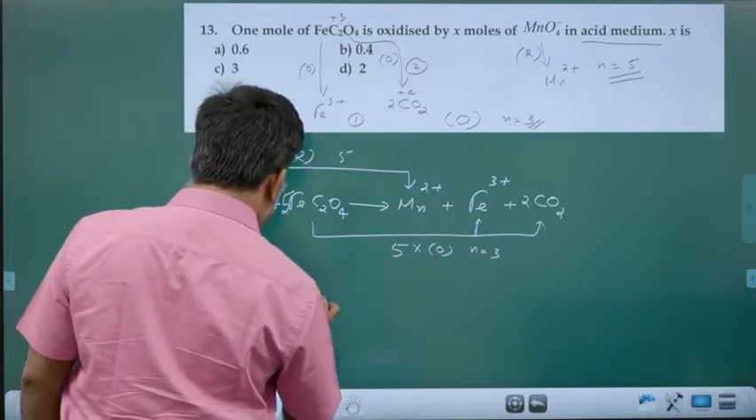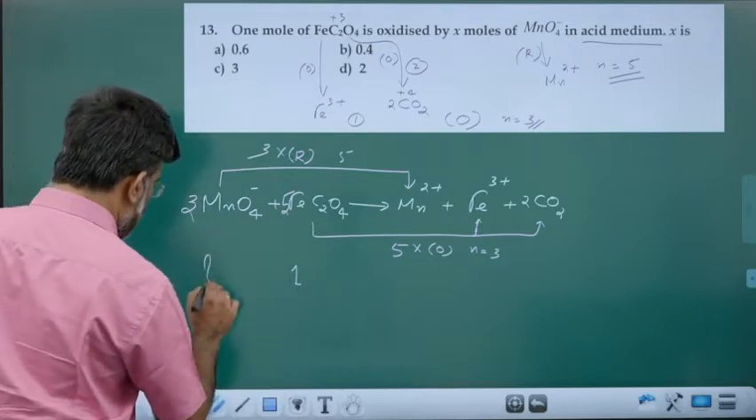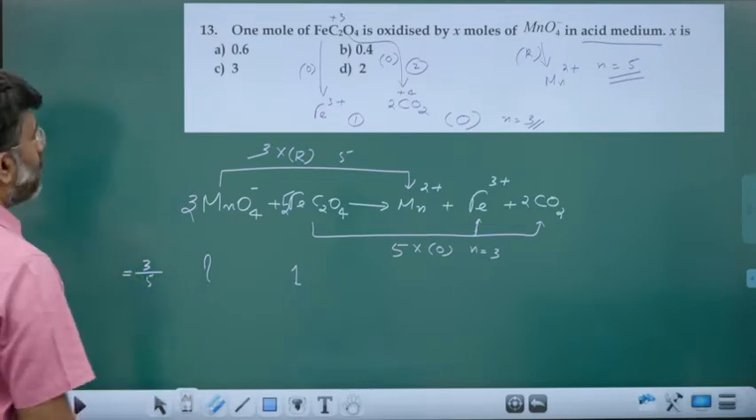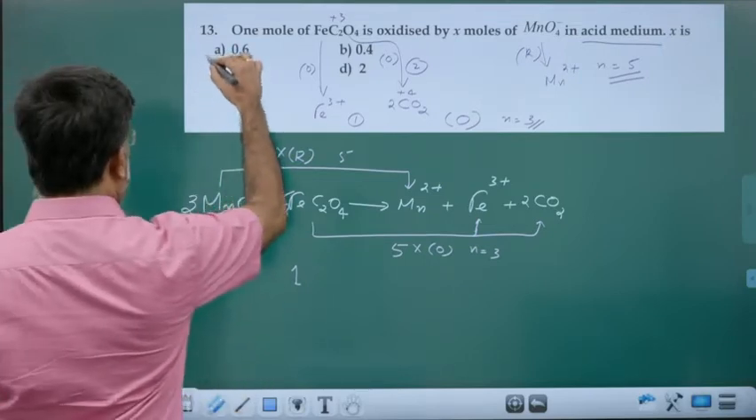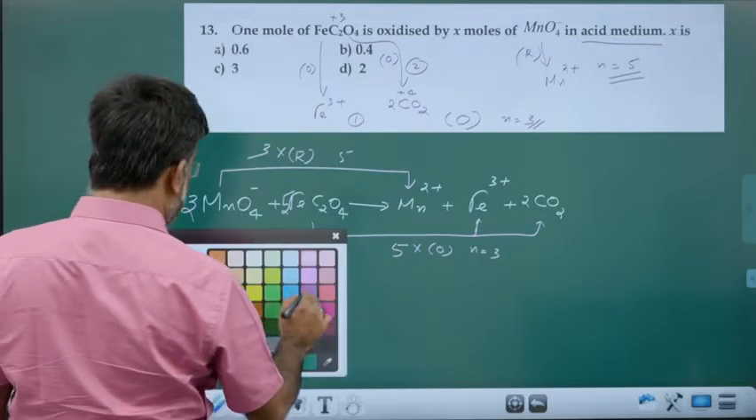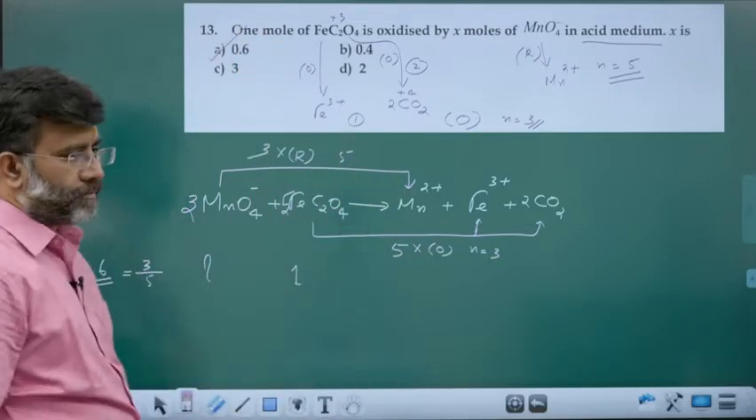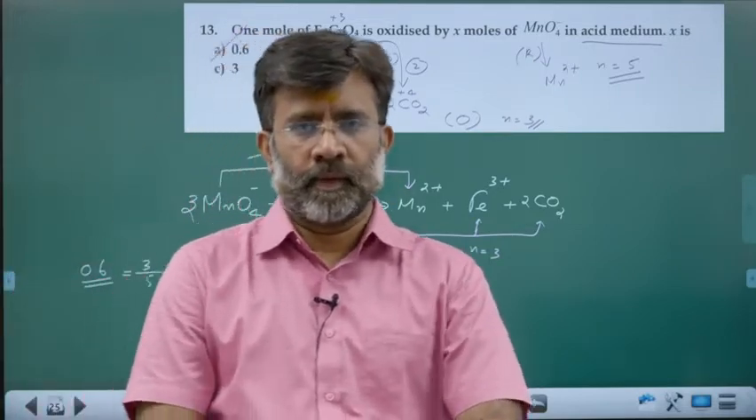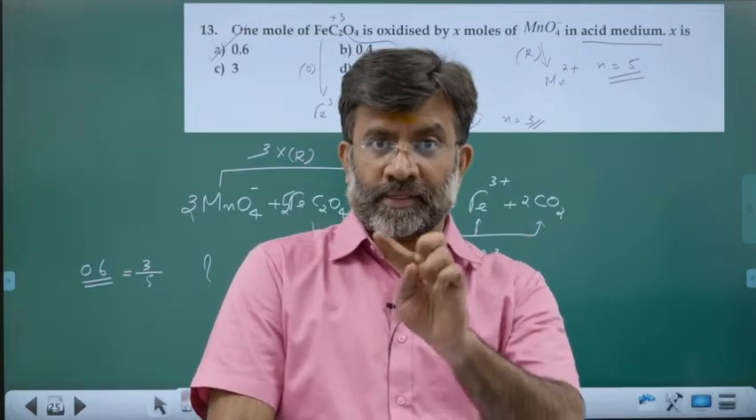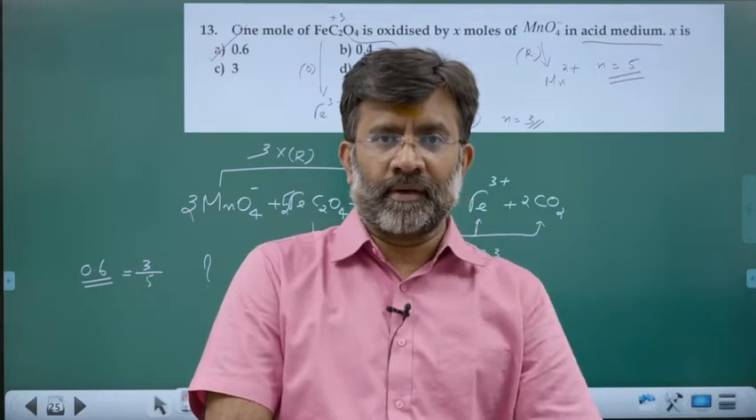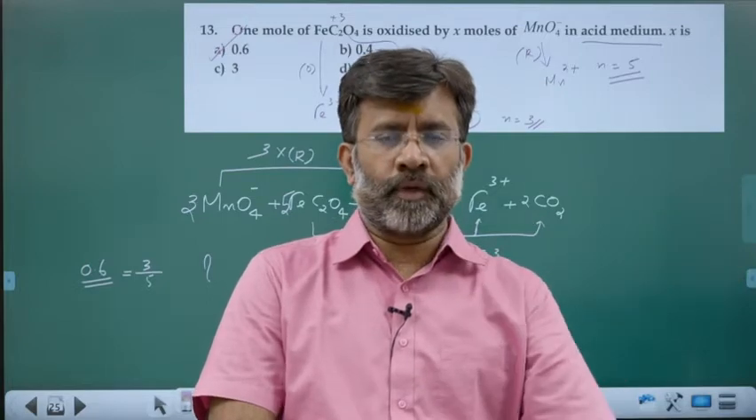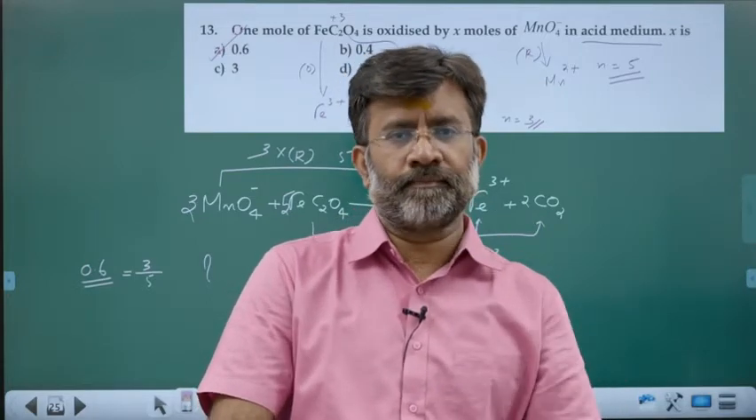Therefore, 1 mole ferrous oxalate is oxidized by how much? It is 3 by 5, which is 0.6. Option A. So permanganate becomes Mn2+, n factor 5. Ferrous oxalate is converted to oxidation product, ferrous to ferric n factor 1, oxalate to carbon dioxide n factor 2, total oxidation n factor 3. That's all.